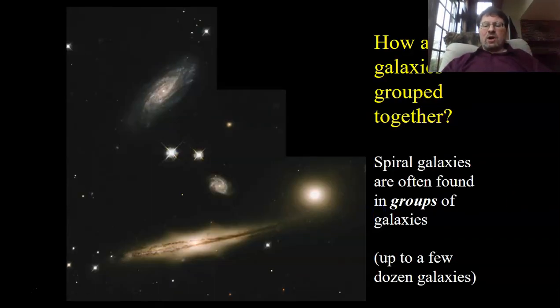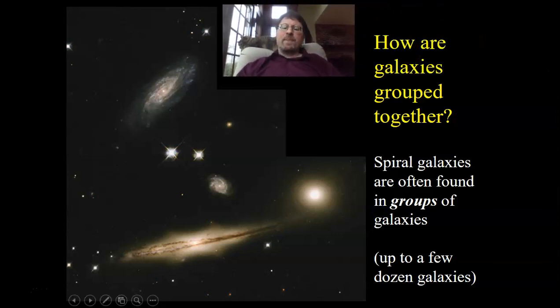So galaxies are grouped together. It depends on what type of galaxy you're talking about as to how they'll be grouped. Disk-shaped galaxies, spiral galaxies, their groupings are called groups. Like the Milky Way galaxy is in the local group with a few other dozen galaxies, including Andromeda. Andromeda is a spiral galaxy. It's the biggest galaxy in the local group. It's the closest big galaxy to us here in the Milky Way. And so typically groups of galaxies will have a few dozen galaxies within them.